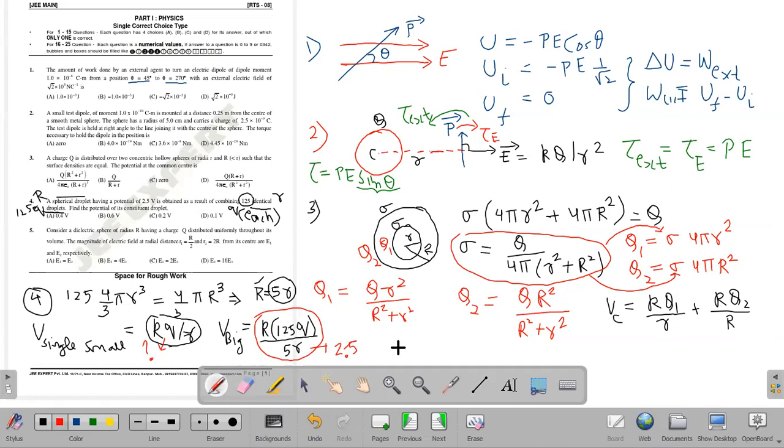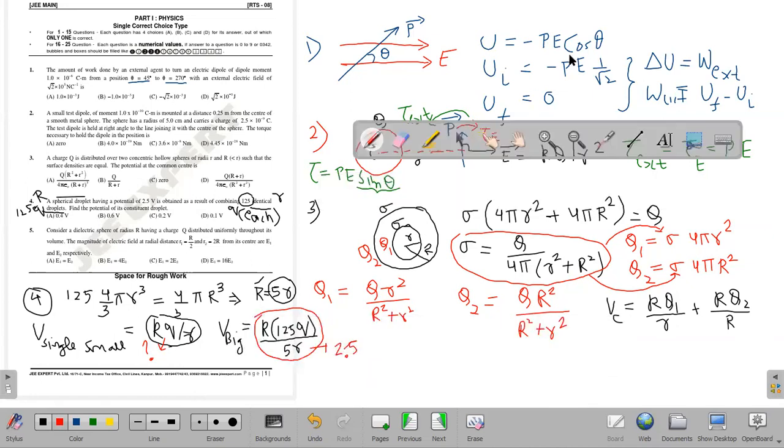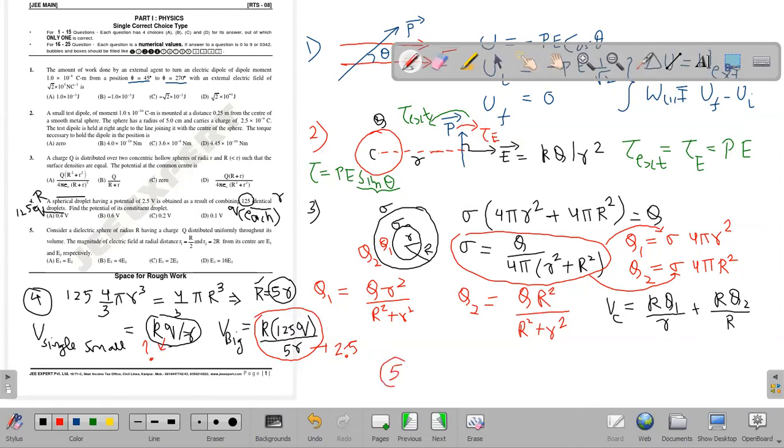Question number 5 is a straightforward formula based question. It is talking about a dielectric sphere, which is basically a non-conducting insulating sphere. For any uniformly charged non-conducting insulating sphere, the expression of electric field at a point which is inside that sphere is K capital Q, which is the total charge of that sphere, into small r, which is the distance from center, by capital R cube. And also the electric field formula for outside points.